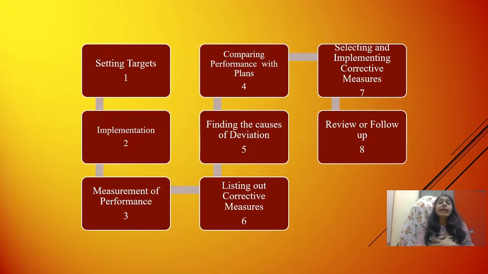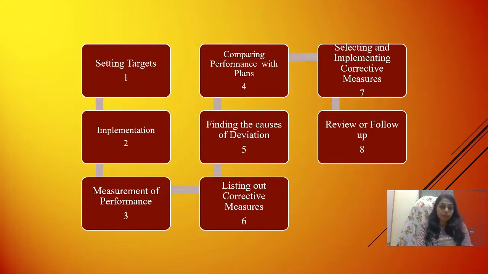The fifth one is finding the causes of deviation. For example, in my case, instead of 10,000, I only achieved 6,000. There could be lots of reasons. Either the quality of the product was low, or the dealer relationships, or my dealers are stocking the competitors' products, or my advertising is pathetic, or it is as good as nil. Are you understanding? So finding the causes of deviation is the fifth point.